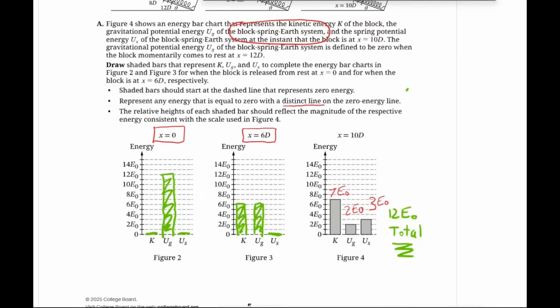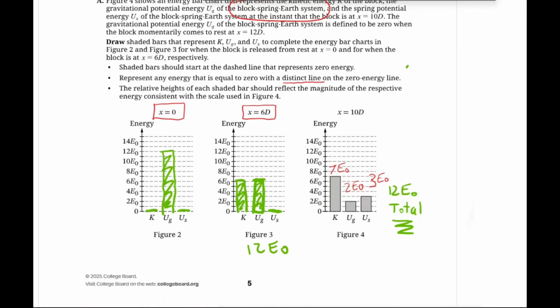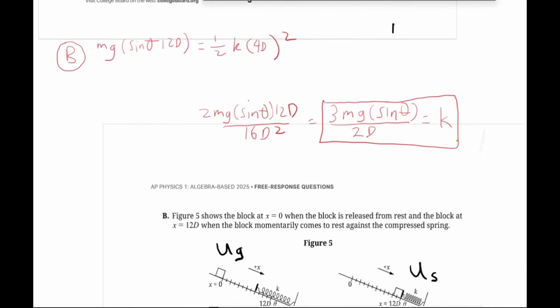All right. So with that being said, since it's dropped half of its height, you could see here that my UG goes up to 6, and then the rest is pretty easy from there because it hasn't touched the spring yet. So I definitely have a distinct line at 0 for my US, my spring potential energy, and then the kinetic energy would definitely have to go up to 6 as well so that we have a total of that 12 units of energy as we did for our third graph and our first graph. All right, let's go ahead and move on to the next part.